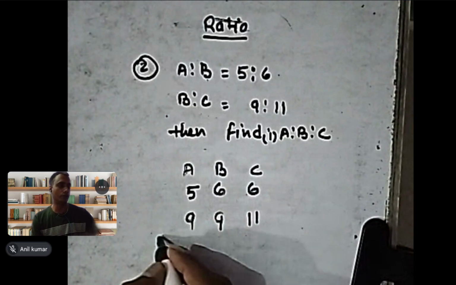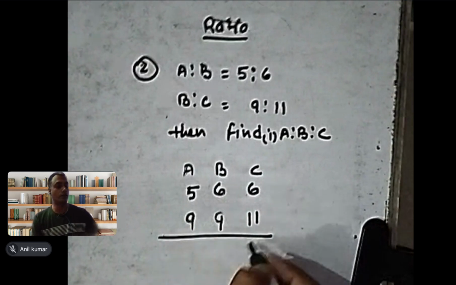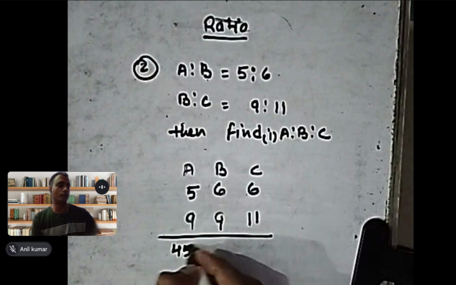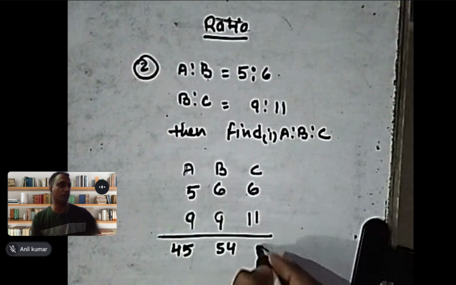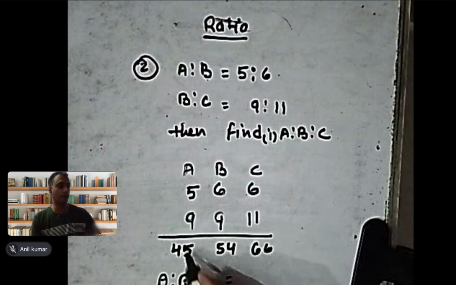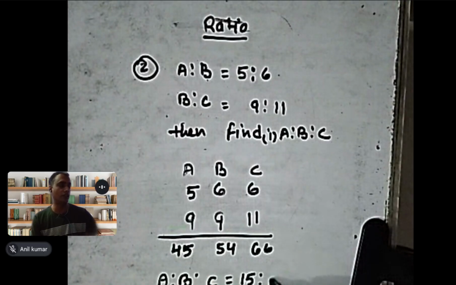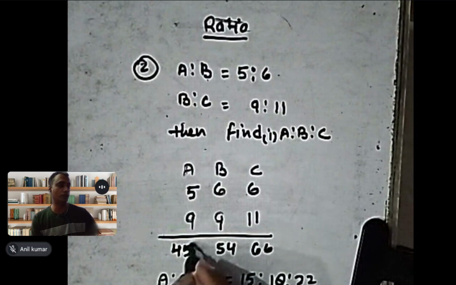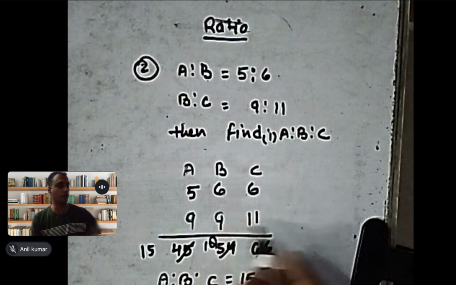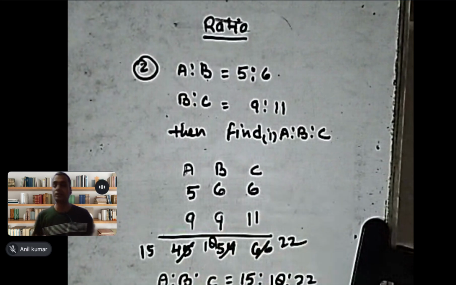Now, just multiply the terms above and in a column. That is 45, 54, and 66. So your A ratio B ratio C is equal to this, and you have to simplify also. That is 15 ratio 18 ratio 22, because this is cancelled with 3. You can cancel here also, and the same answer you get, and this is the trick. You can combine any number of terms in the ratio.